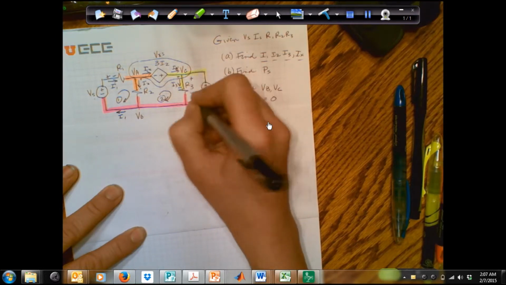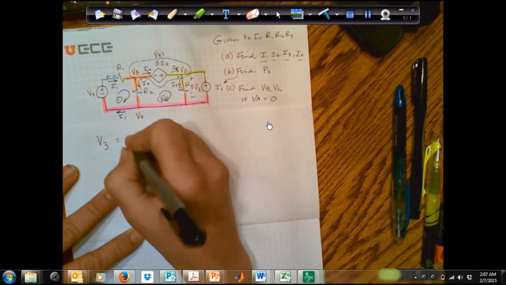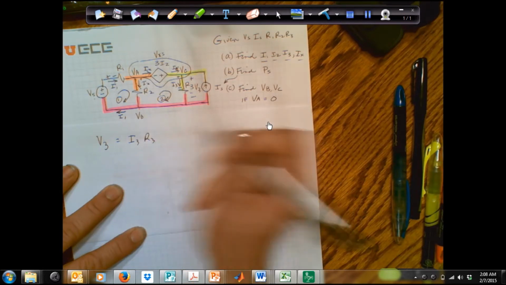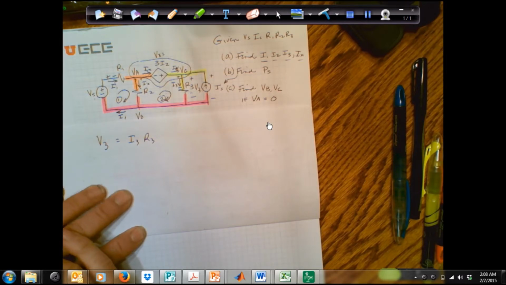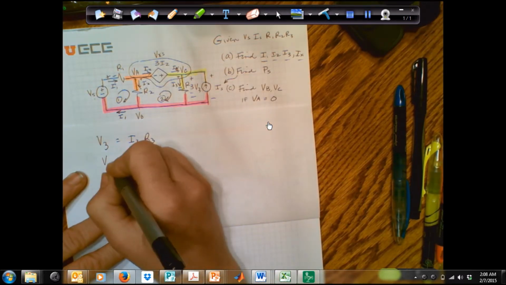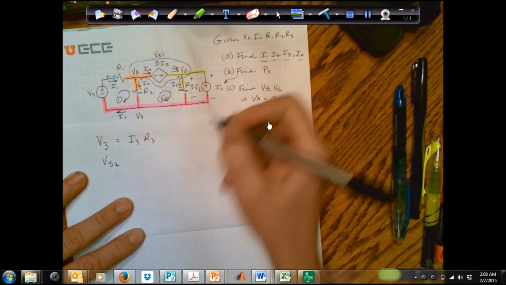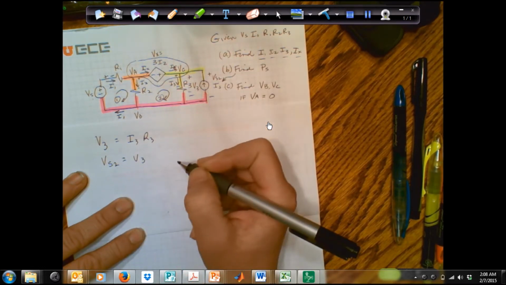And the voltage difference is going to be V3 here. So V3 is going to be I3 times R3. That's the same voltage difference that is across this current source. So if I had the current source, let's call it Vs2, that would be equal to V3.